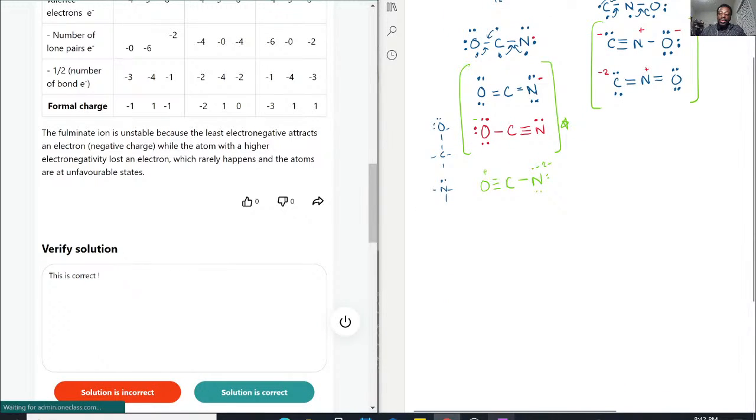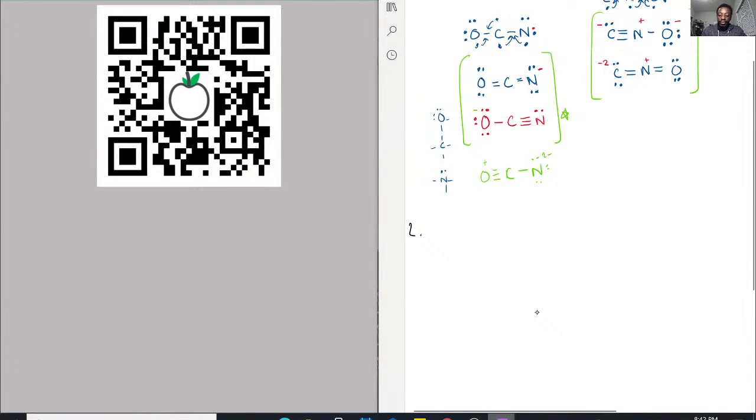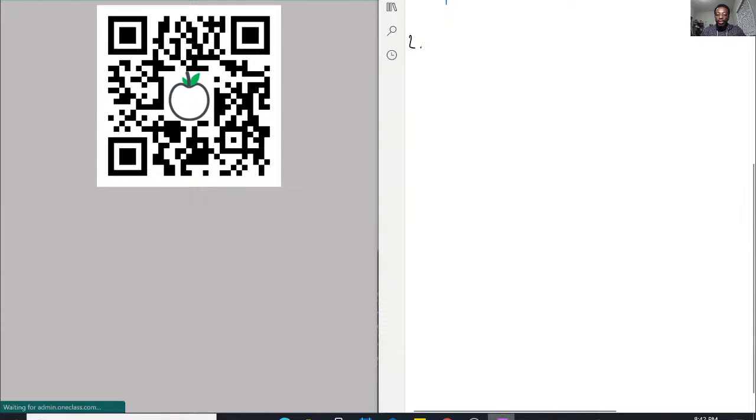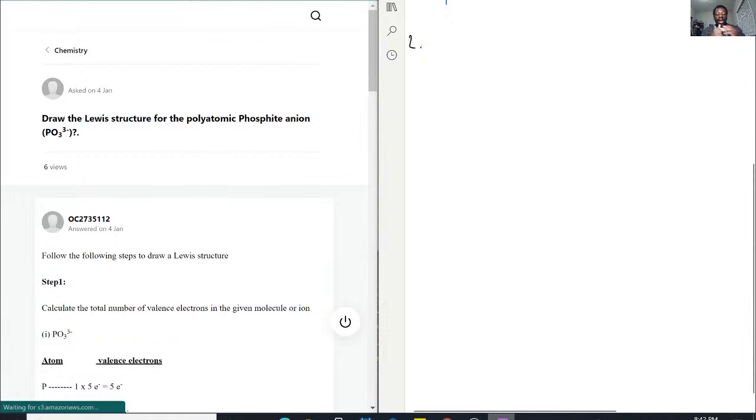So let's move on to question number 2. So for this question we have, draw a Lewis structure for the polyatomic phosphite anion, okay? So they want the Lewis structure for PO3 3- as they said there.